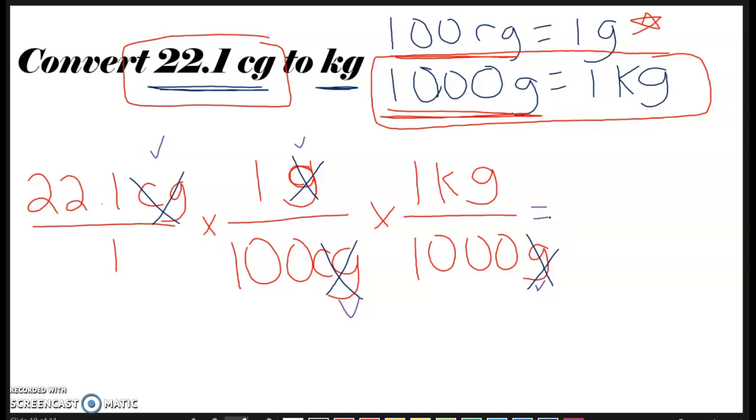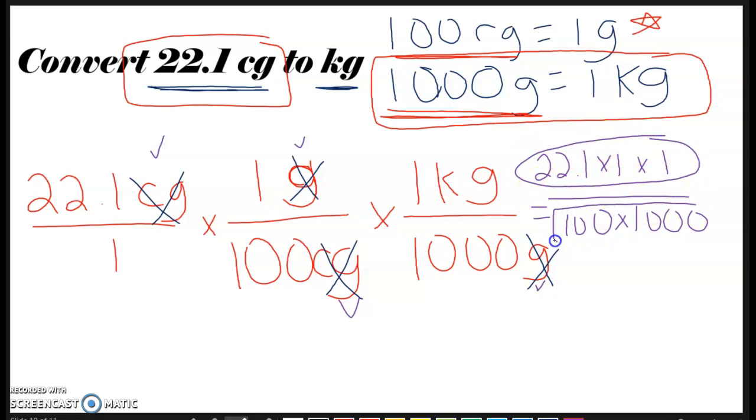Now, to solve this problem, you multiply across the top, 22.1 times 1 times 1. You divide it by what's at the bottom, 100 times 1,000. If you go and type in your calculator exactly like this, it's not going to give you the right answer because of order of operations. Really what you want to do is multiply everything across the top together, and then multiply everything across the bottom together, and then you divide. But PEMDAS, if you remember that, won't type it in the calculator correctly.